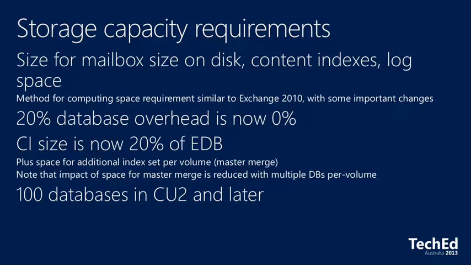And then the other big change that we made is in RTM and CU1, we supported a maximum of 50 databases per Enterprise Edition server, and that's 50 mounted databases, so that could be active or passive. And in CU2, we upped that to 100 databases per server as well. So that will change your sizing exercise. Generally, if you've already gone through the sizing exercise, the fact that we've increased that number should result in a reduction in server count for you.